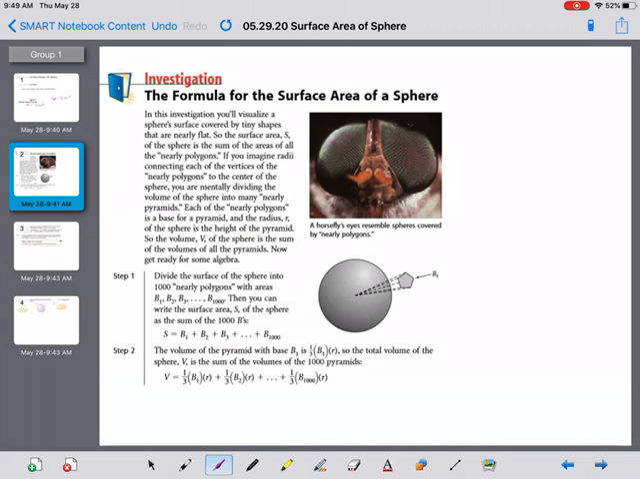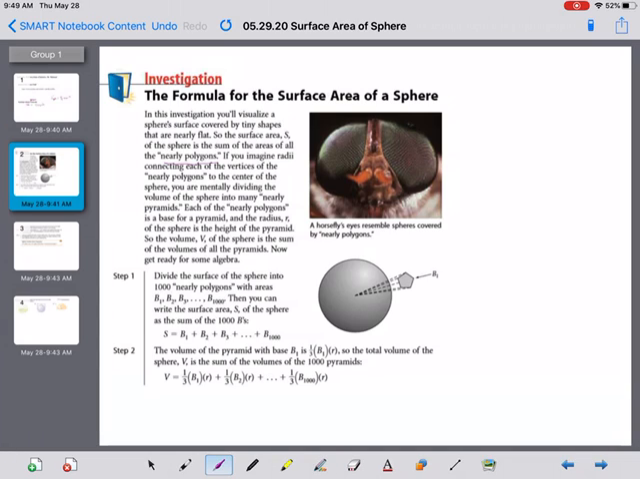So in this investigation, you'll visualize a sphere's surface covered by tiny shapes that are nearly flat. So the surface area of the sphere is the sum of the areas of all of what we're going to call the nearly polygons. So imagine these infinitely small polygons side by side next to each other. That makes just about a sphere.